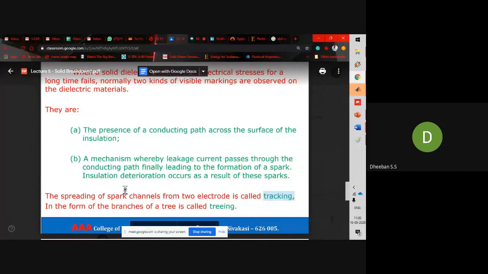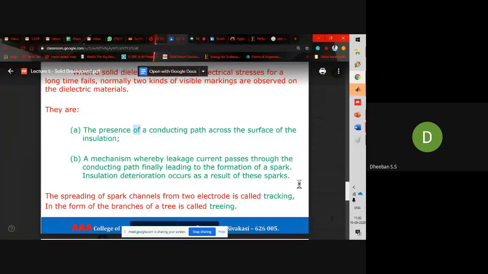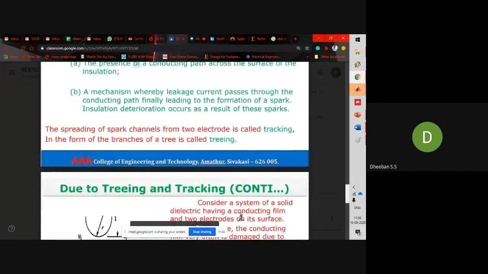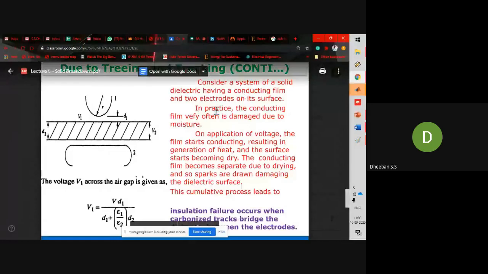The spreading of spark channels from two electrodes is called cracking. So that is the first one: the presence of a conducting path across the surface, which will lead to the cracking. The formation of branches is called a tree. This I can show you in the diagram. So this is the example. Consider a system of solid dielectric having a conduction film, and two electrodes are there.